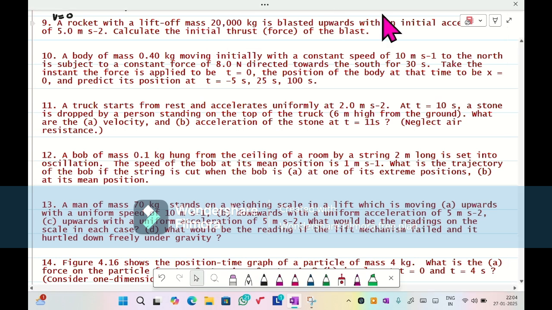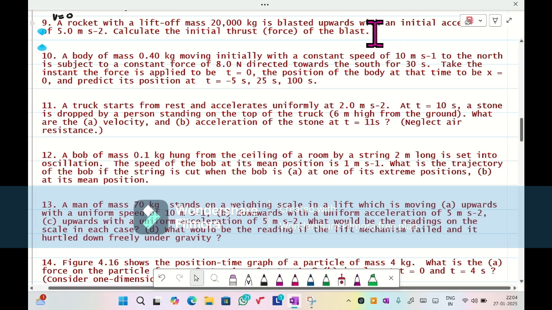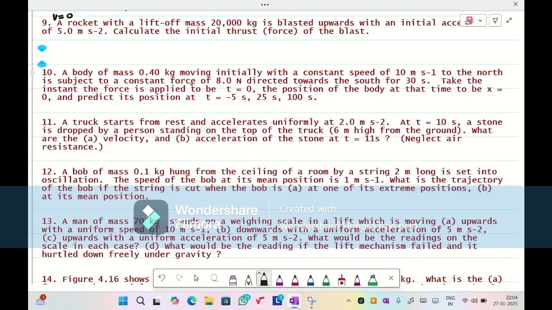So here a rocket with a lift-off mass. So it is lift-off. Its mass is equal to 2000 kg, 20,000 kg, sorry. So that equals 2 into 10 power 5 kg. It is blasted upward with an initial acceleration that is given. So consider a rocket, PSLV 3.